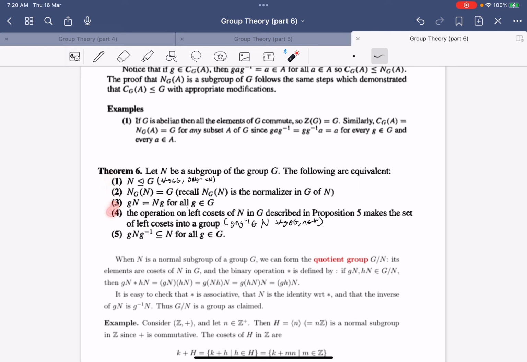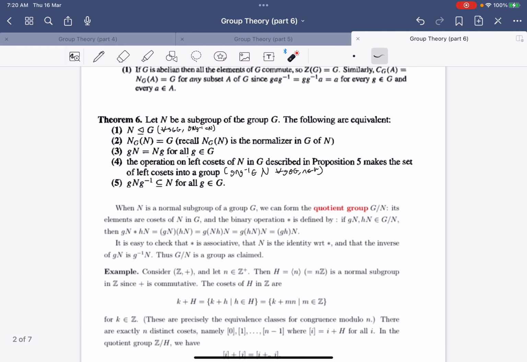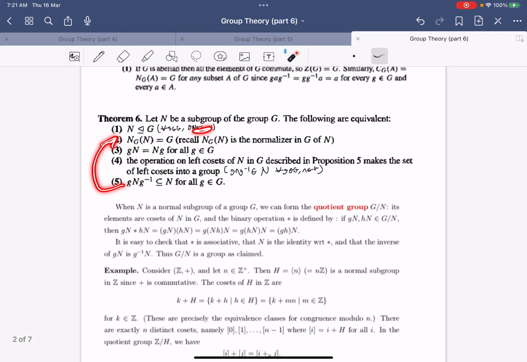Now you want to take 3 implying 4. And really the proposition 5 in Dummit and Foote says that g n g inverse is an element of N for all g and for all n. But that really just follows from this definition, so it's again the same. And if g n g inverse is an element of N, that means this conjugate set g N g inverse is a subset of N. And so now it remains to show the other inclusion so that it equals.